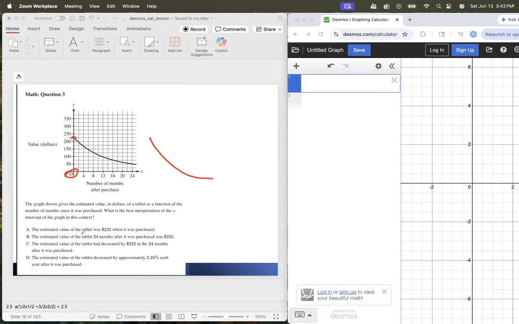That's all. So the estimated value of the tablet was 225 when it was purchased. You can see it's right here, 225, because it's the initial value. The initial value is when it was purchased, and as you decrease, it does not estimate 24 months. It has nothing to do with 24 months, and it has nothing to do with the change in the year. This is just the initial y-intercept. So right there, answer A. Like I said, I'm showing you how to go through these models to master it.